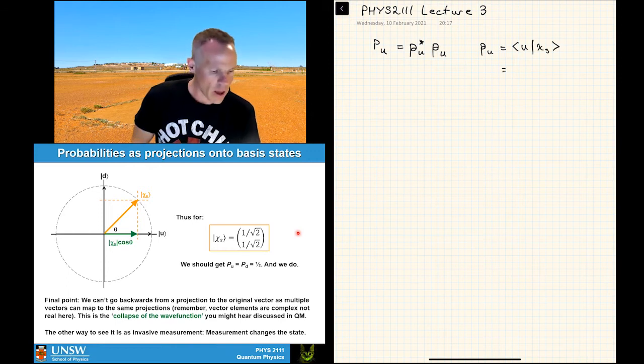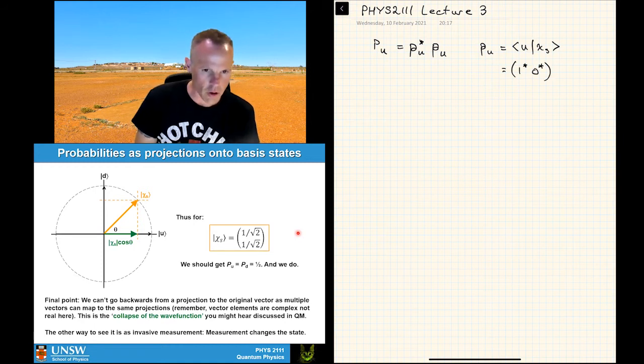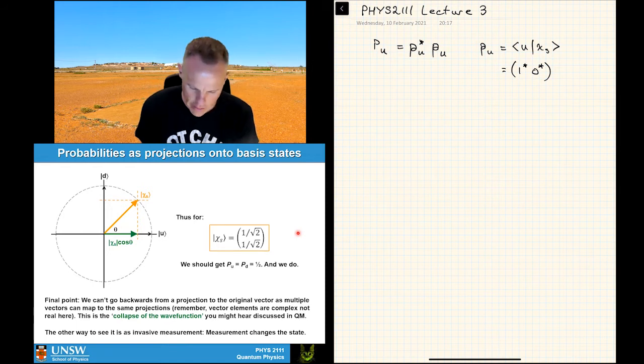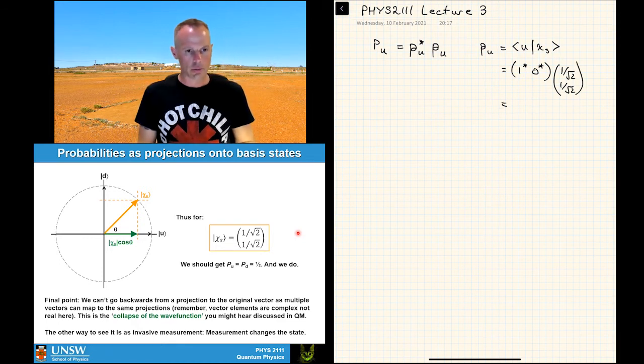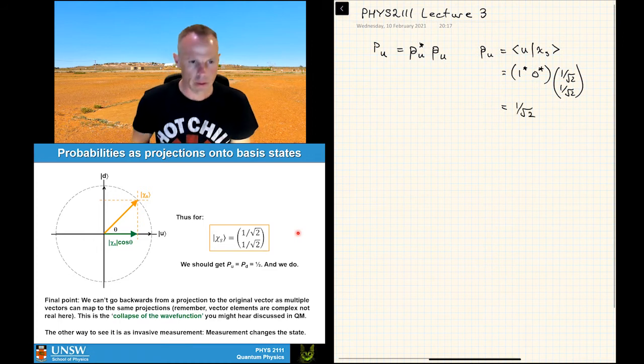And so our state up here is 1, 0. As I said before, I'll add the conjugates in just so that we're really clear on what's going on. Here it'll be 1 over root 2 and 1 over root 2. And then I can go through and just do this multiplication, right? So it's going to be 1 times 1 over root 2 plus 0 times 1 over root 2. So this is just going to be 1 over root 2, okay?